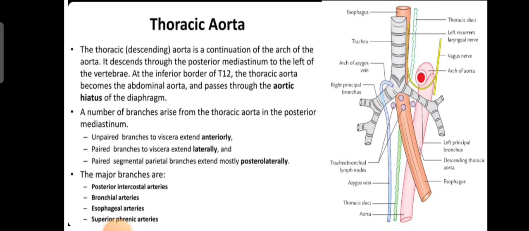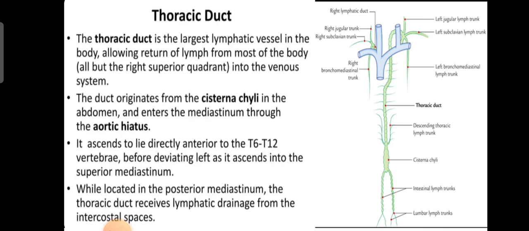It provides some branches on the anterior, lateral and posterolateral sides. The major branches of the thoracic aorta are the posterior intercostal arteries, bronchial arteries, esophageal arteries and superior phrenic arteries. Then the thoracic duct, this is the largest lymphatic vessel in the body and it originates in the form of the cisterna chyli in the abdomen. It also passes through the aortic hiatus and then it drains the major portion of our body except the right part of the head and neck and the right upper limb.